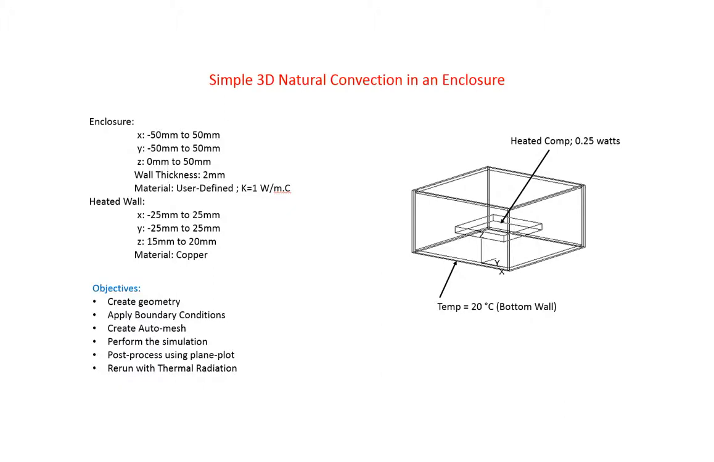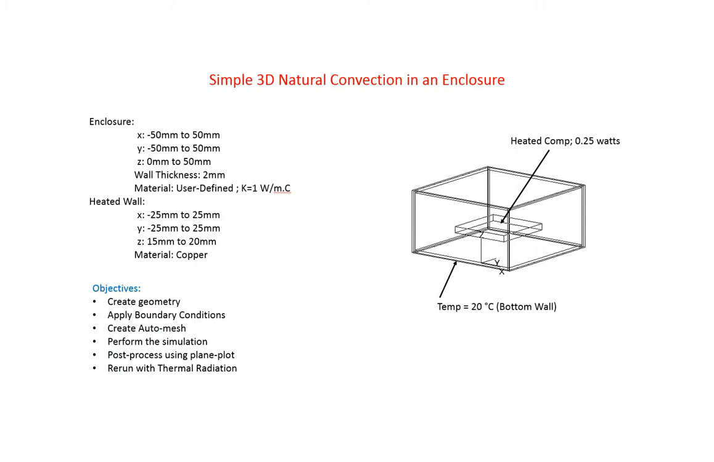In this exercise, we will create a simple three-dimensional enclosure that in the X and Y direction goes from minus 50 millimeters to positive 50 millimeters, and the Z direction goes from 0 to 50 with a wall thickness of 2 millimeters, and we give it a user-defined material with a conductivity of 1.